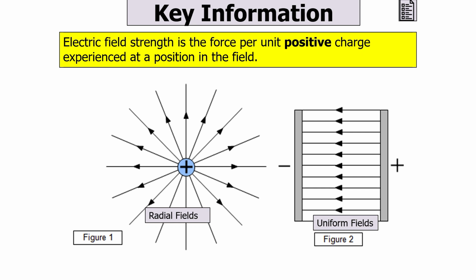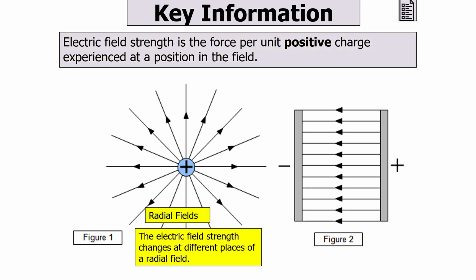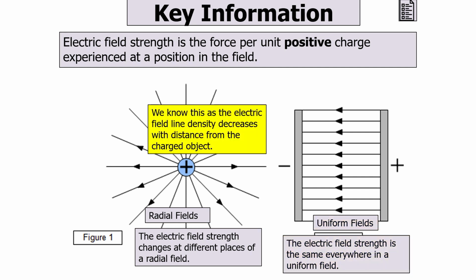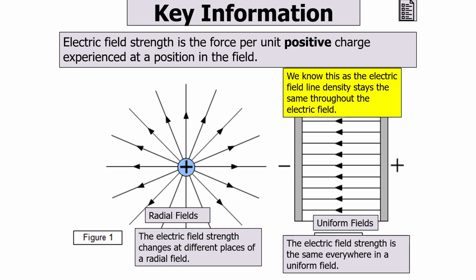Now, there are two types of field. There are radial fields, where the electrical field strength changes at different places of it, whilst you've got uniform fields, where the electrical field strength is the same everywhere in the uniform field. Now, we know this is the case for radial fields, as the electrical field line density decreases with distance from the charged object, whilst we know this is the case for uniform fields, as the electrical field line density stays the same throughout the electrical field.